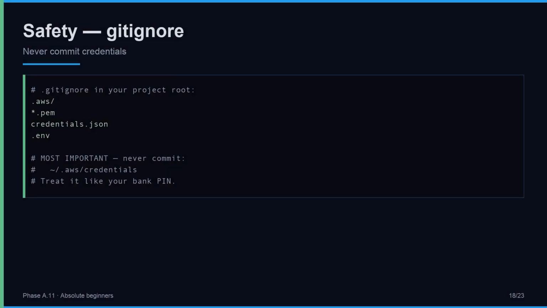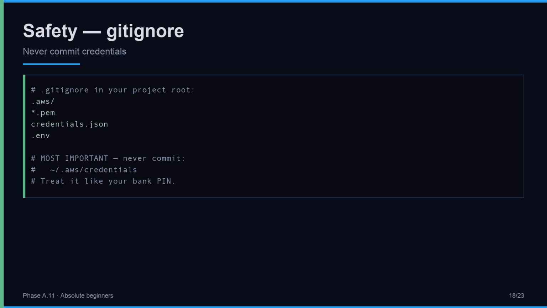This is the most important habit in this lesson. Never commit your credentials to a Git repository. Create a .gitignore file in your project root and list anything that might contain secrets: the .aws folder, .pem key files, a credentials.json file, .env files. The .aws folder in your home directory is outside your project, so Git cannot reach it by default, but if you ever copy credentials into your project, the .gitignore catches them.